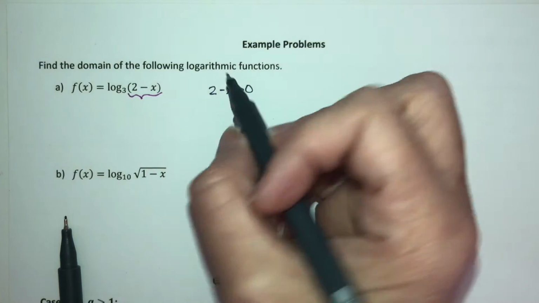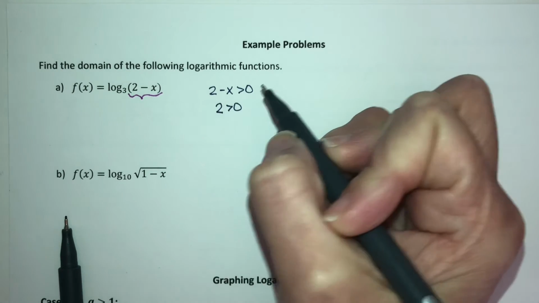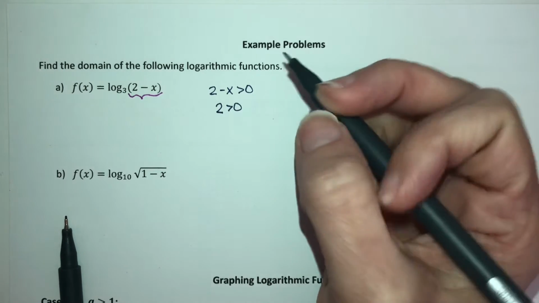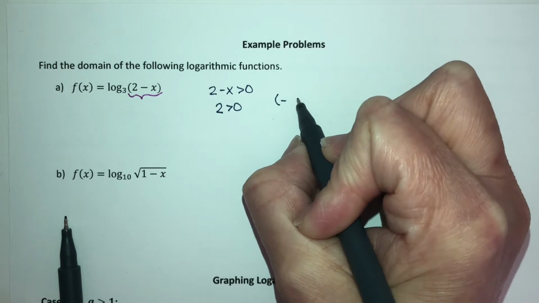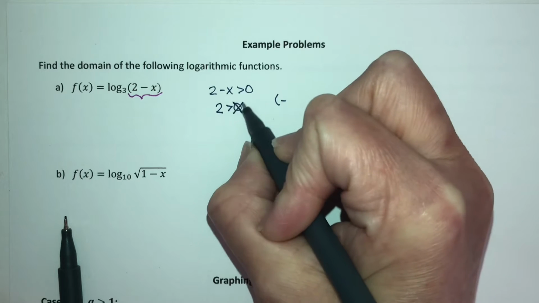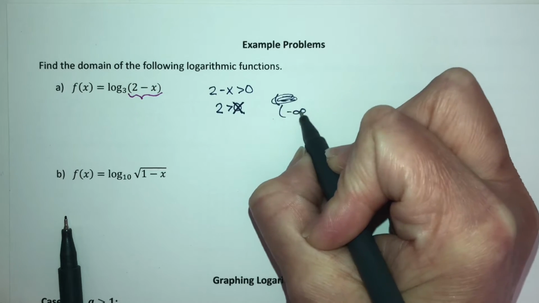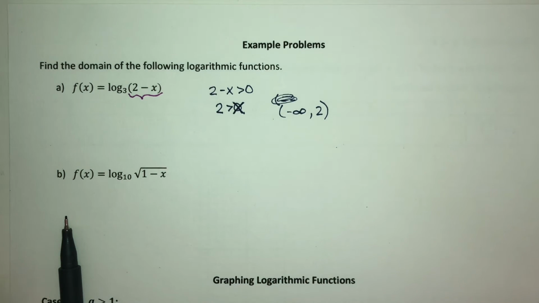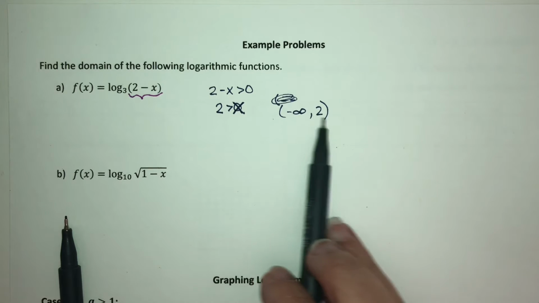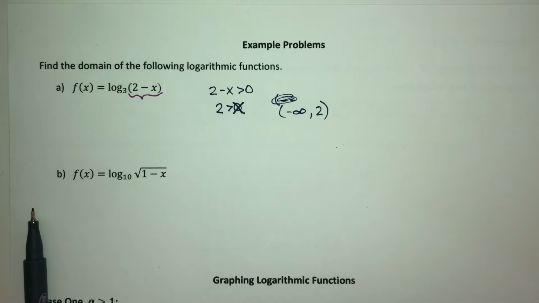Okay? So solve this, and I have 2 is greater than x. They will want your answer in interval notation, so this would be negative infinity up to 2 with parentheses. So I can plug in any number in this region for x, and I would have a valid statement.